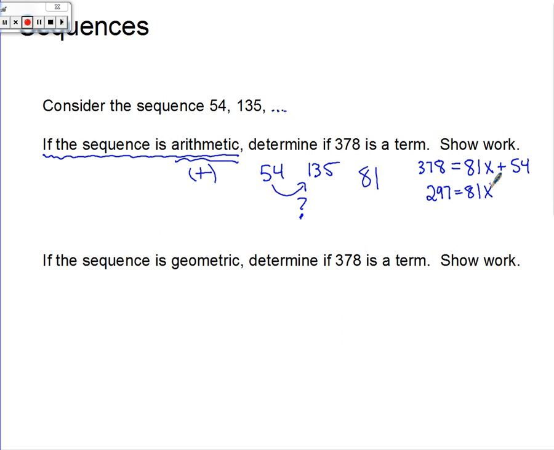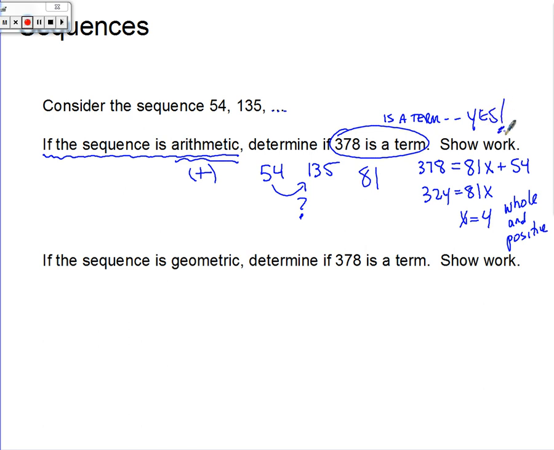I goofed that up again. What am I doing? 378, sorry, minus 54. Come on, Mr. W. And I get 324 divided by 81, and I get 4. So because this number is a whole number and positive, that means that 378 is a term. Yes.